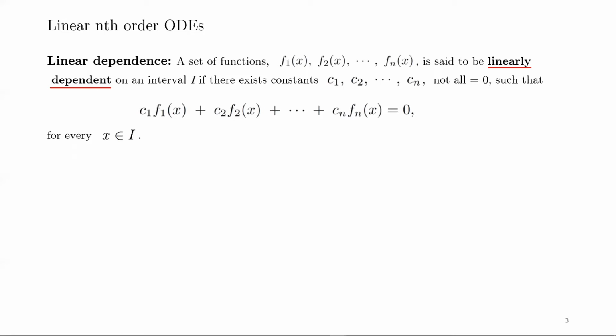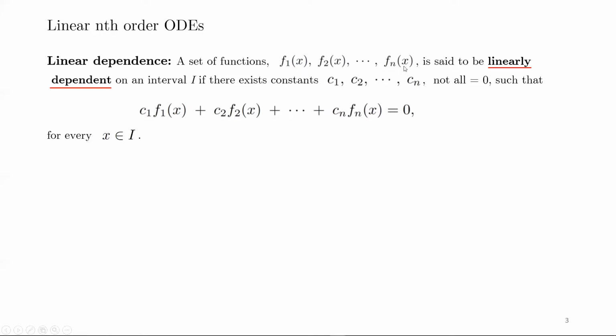But here we're going to write the definition in general for functions. So a set of functions f1, f2, f3, all the way through to fn, is said to be linearly dependent on an interval I if there exist some constants c1, c2 through to cn, not all equal to 0. Some can be equal to 0, but not all.